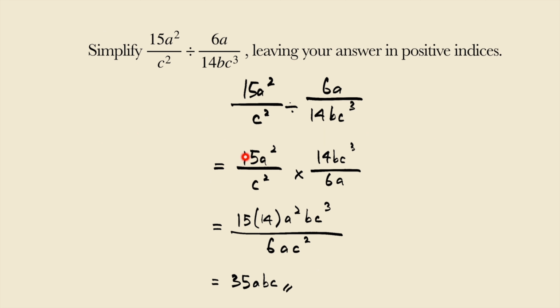Next, multiply everything on the top. So 15 times 4, a squared, b, c cubed, I mean. Everything at the bottom, 6a c squared. Okay, now just use your calculator and go. 15 times 14 divided by 6. Next, look at the a's only. A squared minus a, that's a, positive 1. B stays as b. C cubed over c squared is just c.